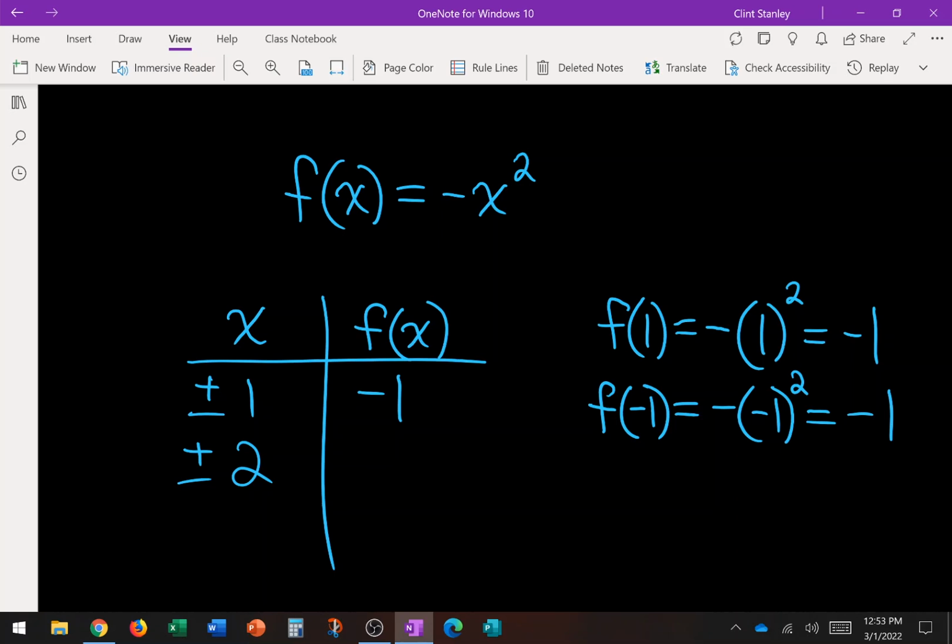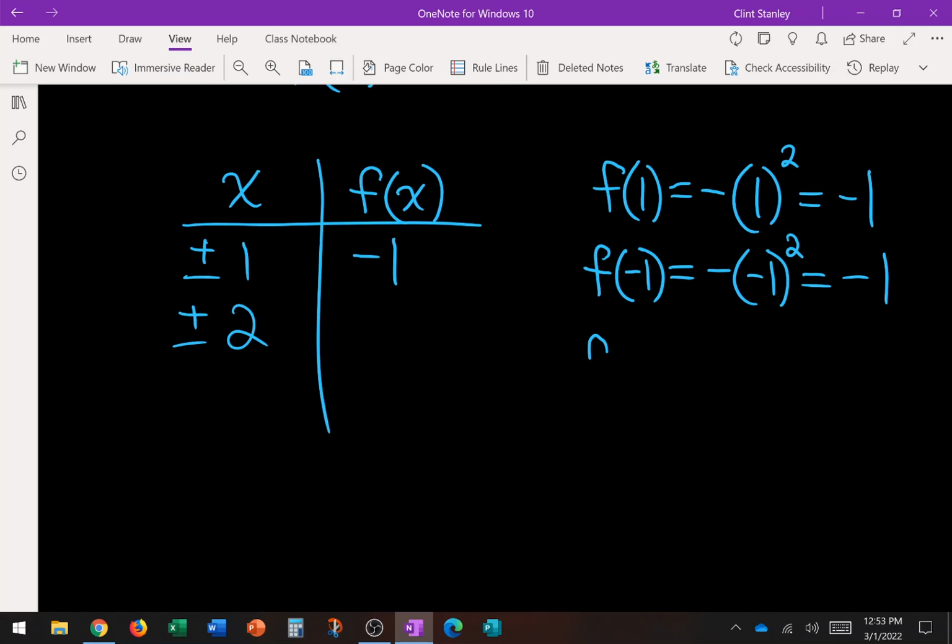But where it really matters on those problems is when you're thinking about what the graph's going to look like, because you'll have negative 1 at 1, and you'll have negative 1 at negative 1. And then same thing with the 2 on this one. If we do negative 2, negative 2 squared will give us positive 4, but then we have to make it negative because of the minus sign out front. So on those we'll have negative 4.